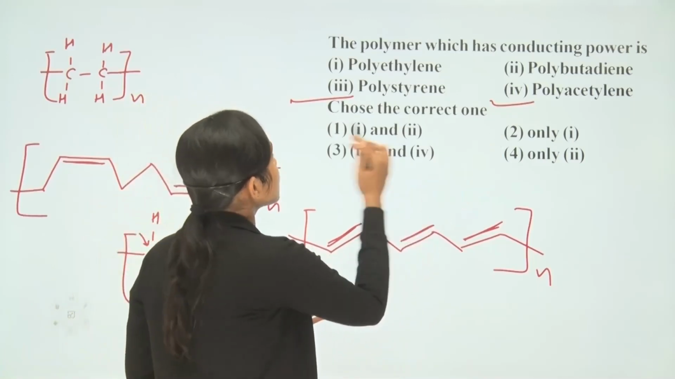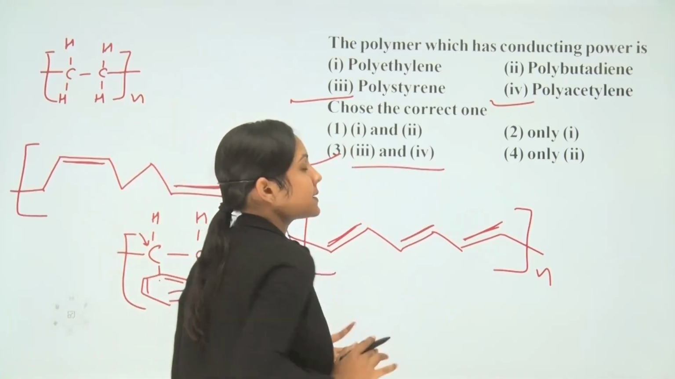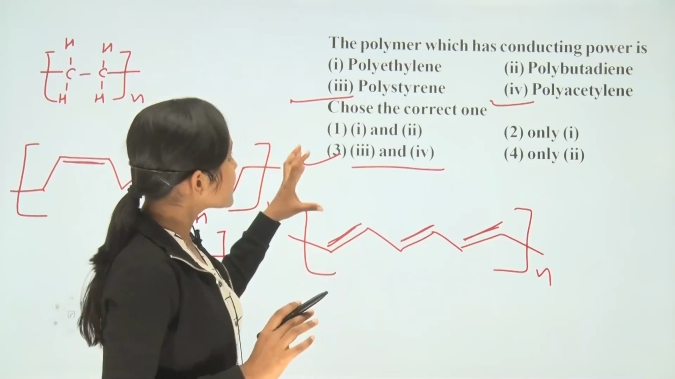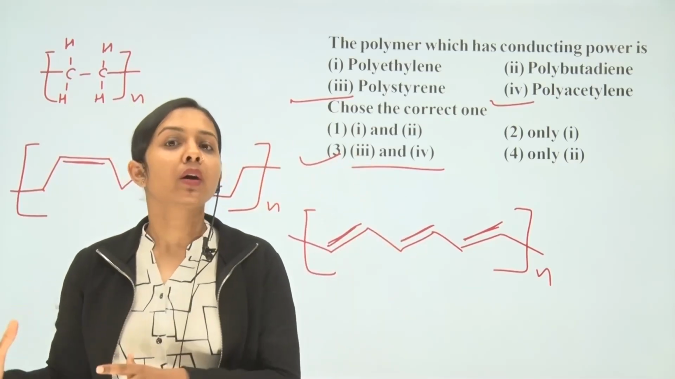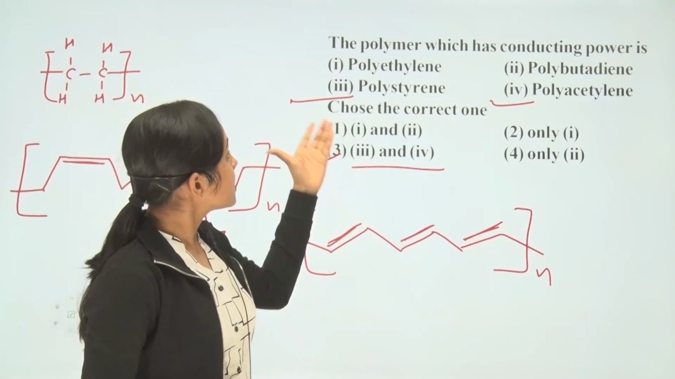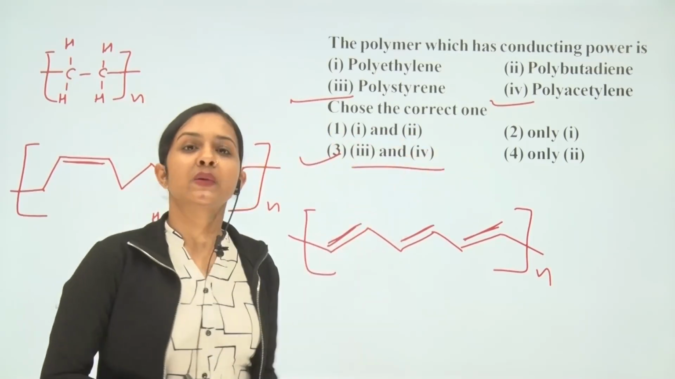So third and fourth, so option 3 is your correct answer, right? Because these are semiconductors of organic chemistry, option 3 and third and fourth compound. So that's why option 3 is your correct answer.